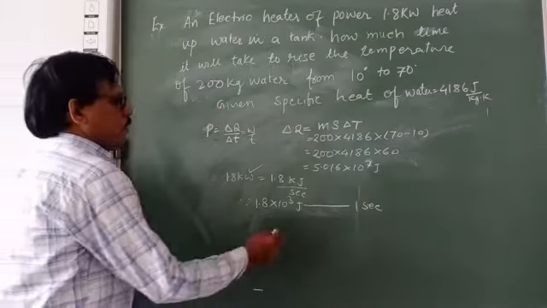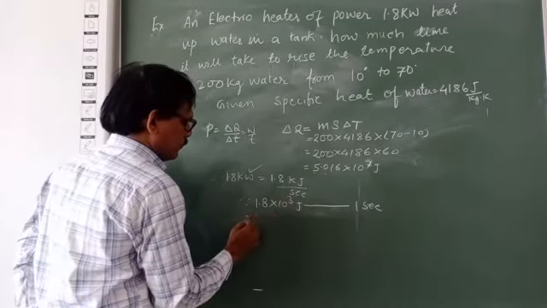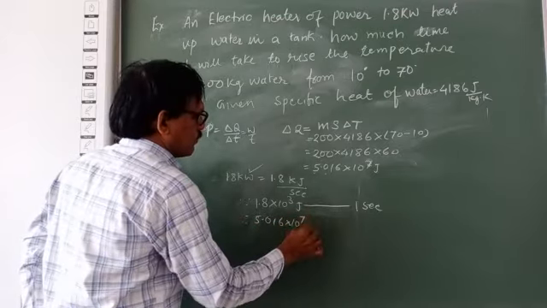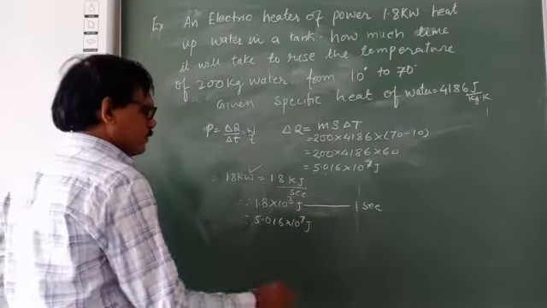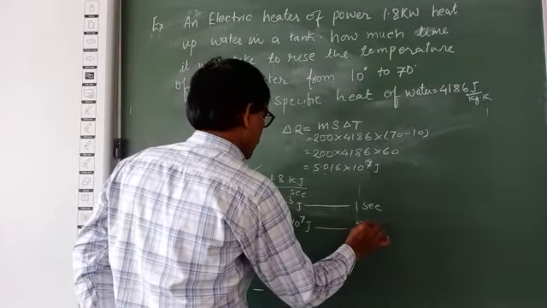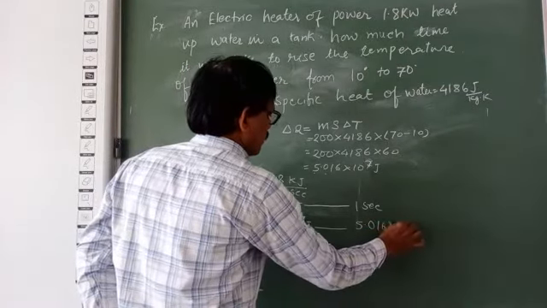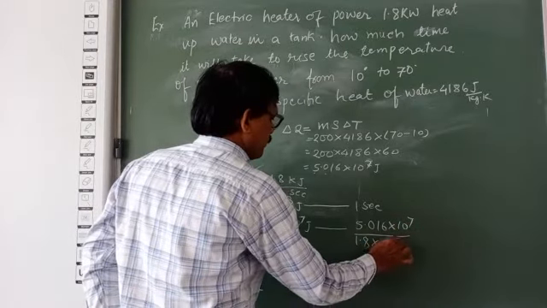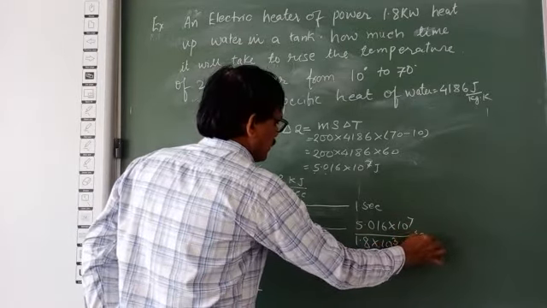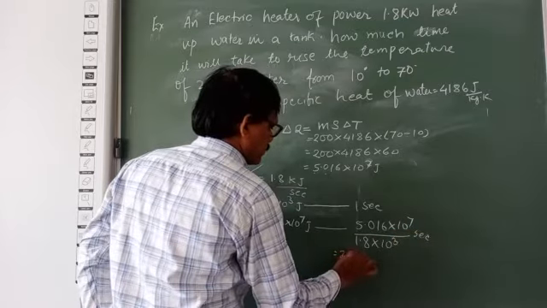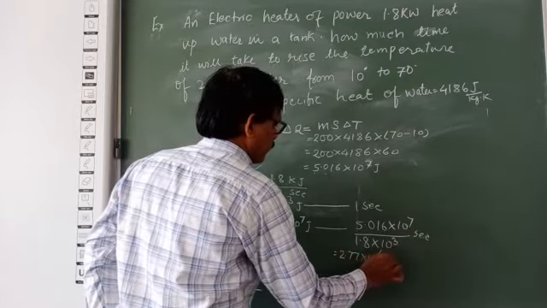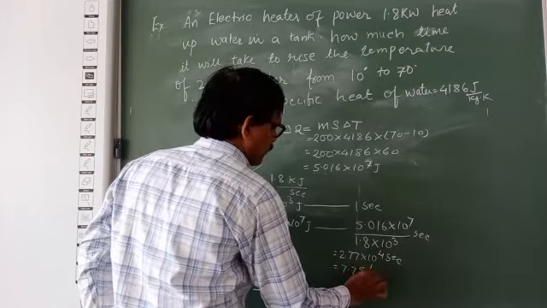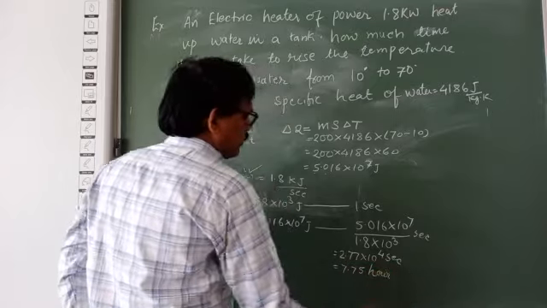So 5.016 into 10 to the power 7 joule energy will be provided in how much time? So 5.016 into 10 to the power 7 divided by 1.8 into 10 to the power 3 seconds, near about 2.77 into 10 to the power 4 seconds, near about 7.75 hour it will require.